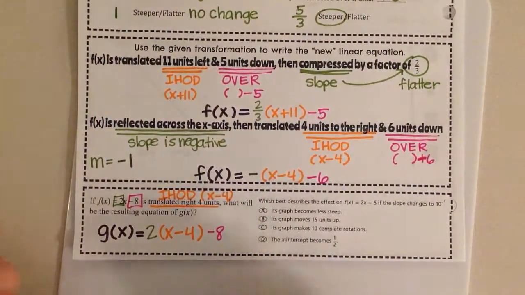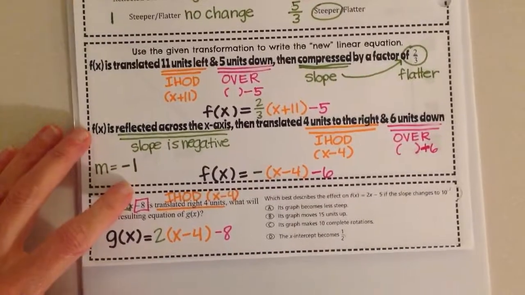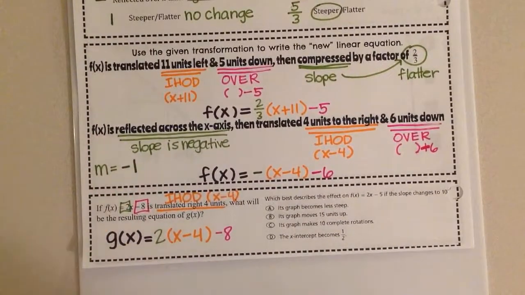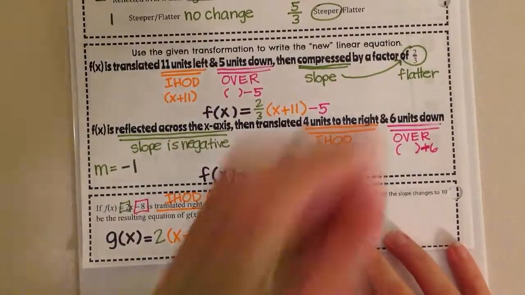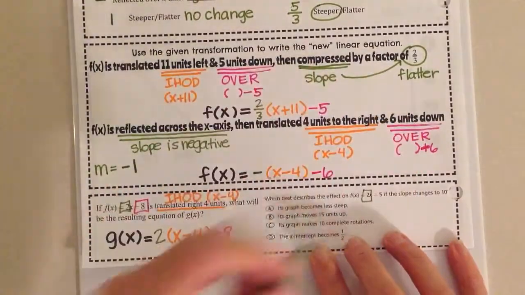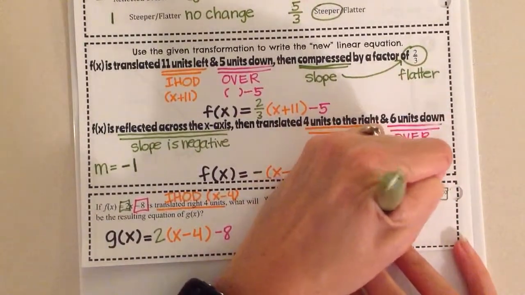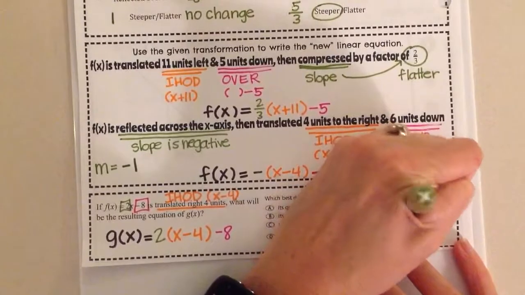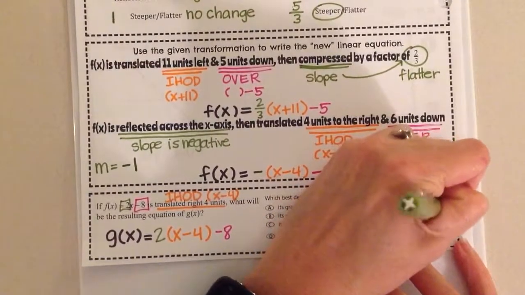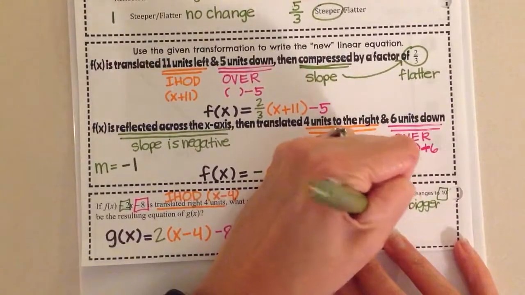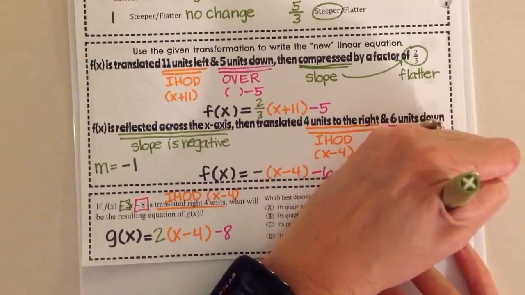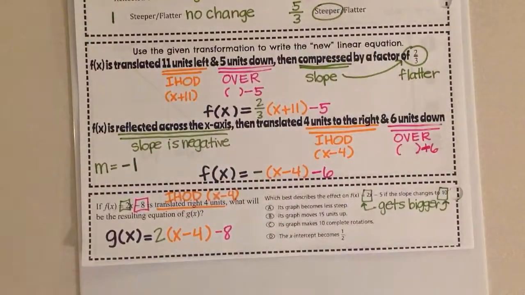Okay, last example. Which best describes the effect on f of x is equal to 2 times the value of x minus 5 if the slope changes to 10? So again, we've got to look and see what is changing. The only thing that is changing is my slope is going from 2 to 10, and my slope gets bigger. If it started at a 2 and ends up at a 10, it's going to get steeper.